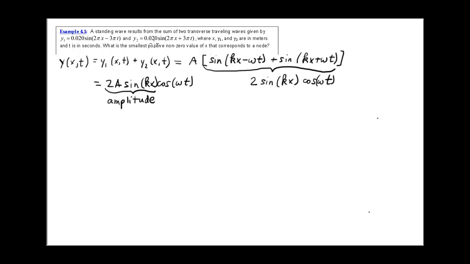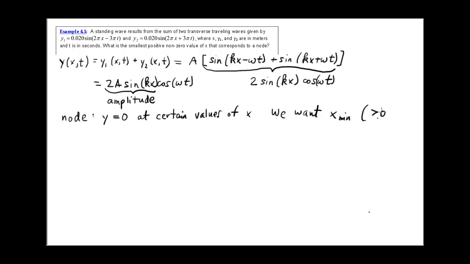So where is the smallest positive non-zero value of x that corresponds to a node? Well, just remember, node means that y is equal to 0 at certain values of x. And there's a whole series of them. We want x min, as long as it's greater than 0, a non-negative value, or perhaps equal to 0. We'll see. All right. So for y equal to 0, well, the cosine omega t term goes back and forth from +1 to -1 in time.